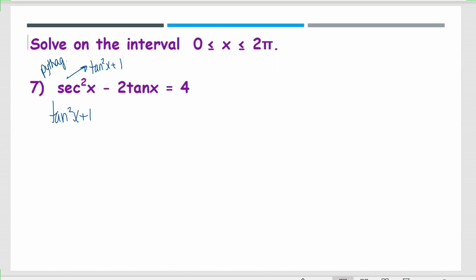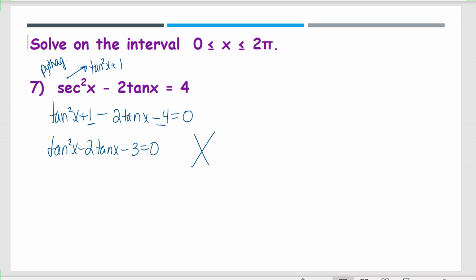So secant squared is replaced with tangent squared of x plus 1. Continue the rest of the problem, minus 2 tangent of x, and then I'm going to go ahead and subtract 4 to set the entire equation equal to 0. If you don't do it in the first step, do it in a step later on. That's totally fine. It looks like I've got a couple of terms to combine. So tangent squared of x minus 2 tangent of x minus 3 equals 0. 1 minus 4 is negative 3.